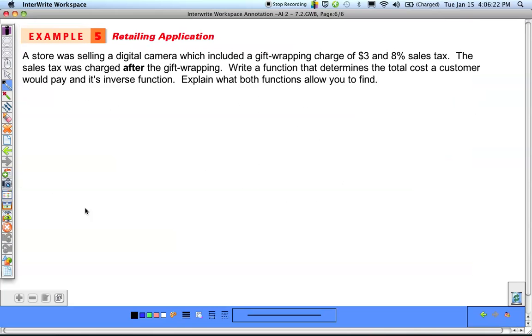The last problem that we're going to work with here is a word problem. A store was selling a digital camera which included a gift wrapping charge of $3 and 8% sales tax. The sales tax was charged after the gift wrapping. Write a function that determines the total cost a customer would pay and its inverse function. Explain what both functions would allow you to find.